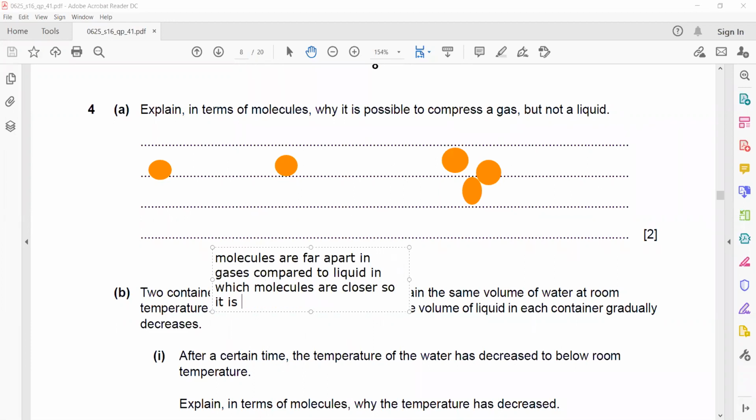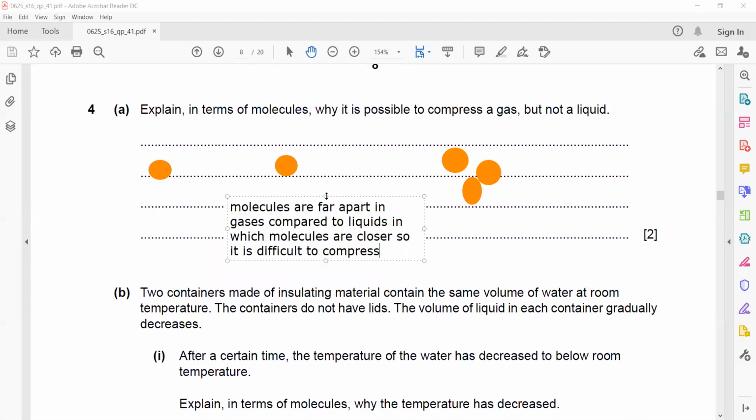Any other doubt in question 4? Question number 5. Any doubt in question 5?